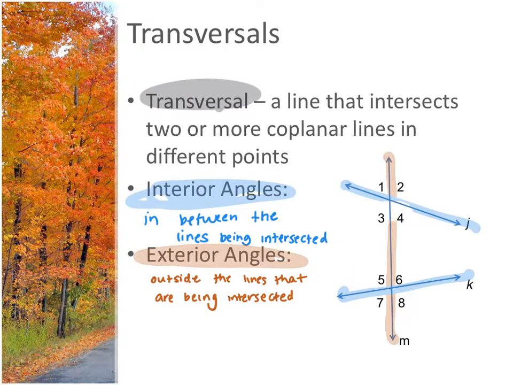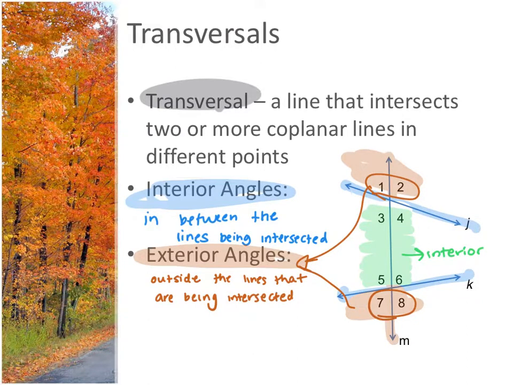The ones that are in between them are your interior. And the ones that are outside of them are your exterior. So my interior angles for this diagram are 3, 4, 5, and 6. My exterior angles for this diagram are 1, 2, 7, and 8.